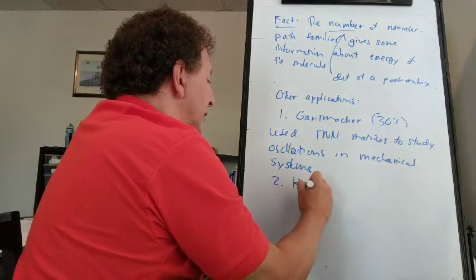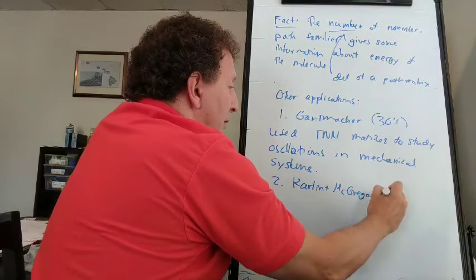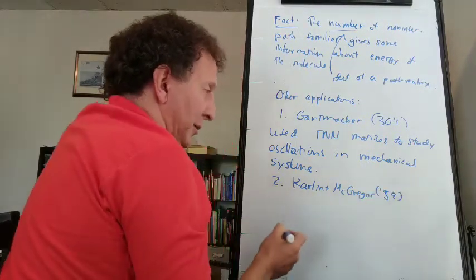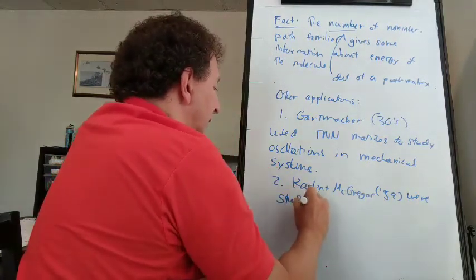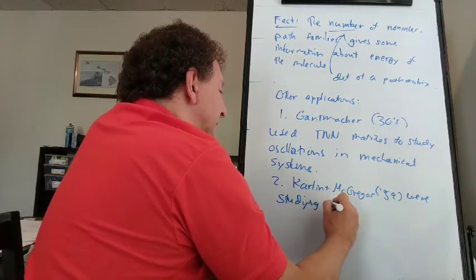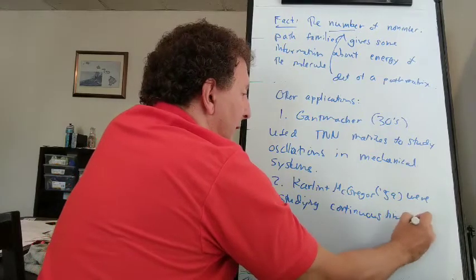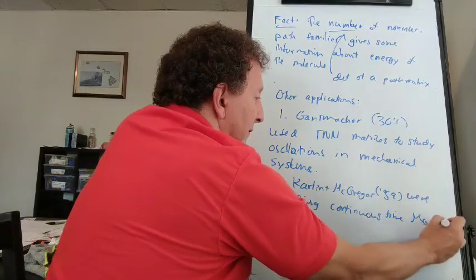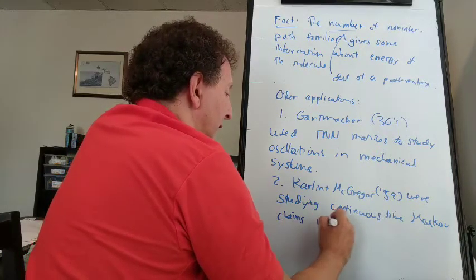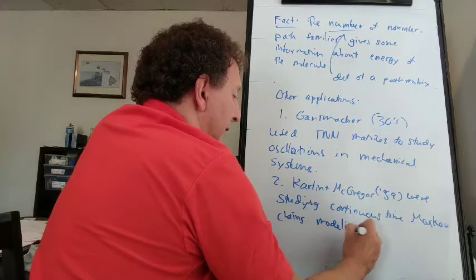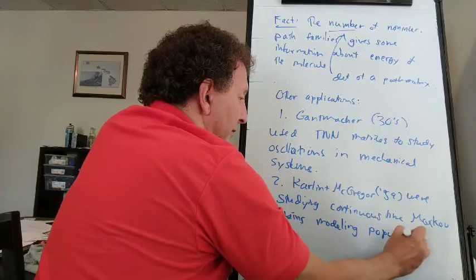And let's see, Karlin and McGregor, who I think were the first ones to publish Lindström's lemma, long before Lindström, were studying continuous time Markov chains. Which they used to model populations of organisms.